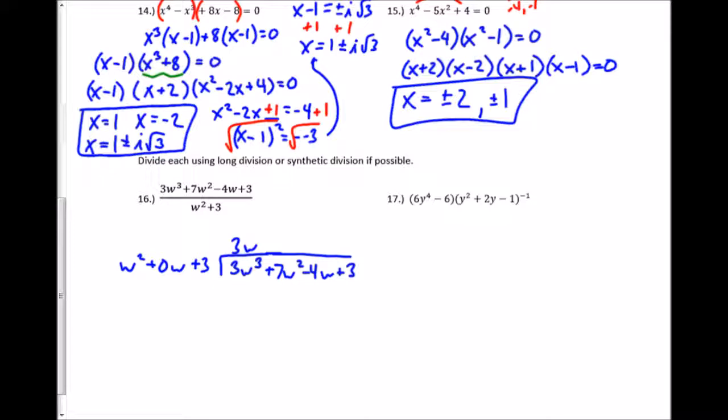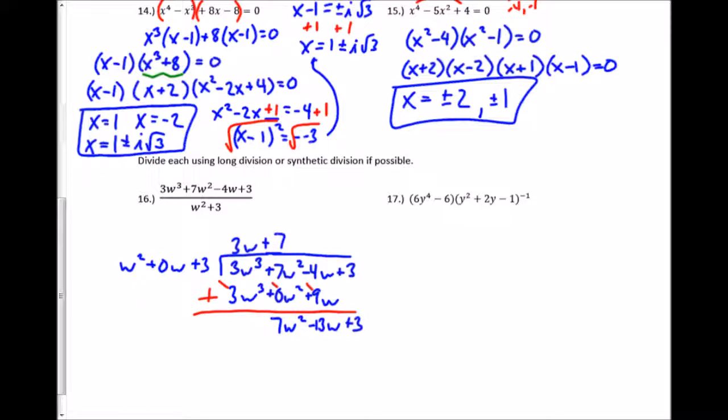So now I multiply by this trinomial, so I'm essentially doing my distributive property right here. That's going to give me a 3w cubed plus 0w squared plus 9w. And now I'm going to subtract, and my recommendation is to change subtracting to adding the opposite. So when I do that, that gives me a 7w squared minus 13w, and then I bring down the next term, which is the plus 3. Now I start over. w squared times what will give me a 7w squared, and that's going to be a 7w, or sorry, just a 7.